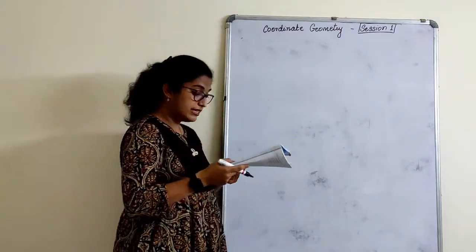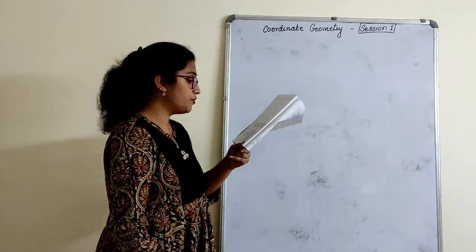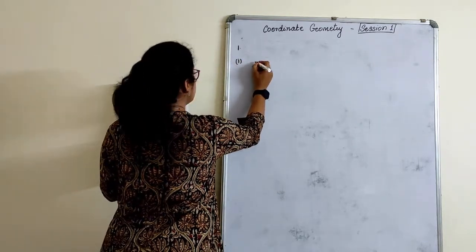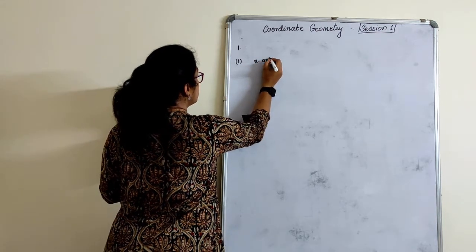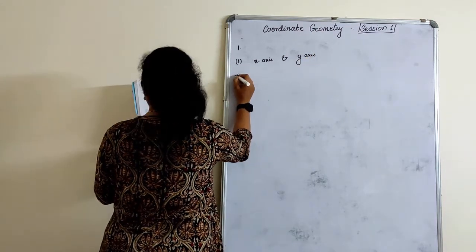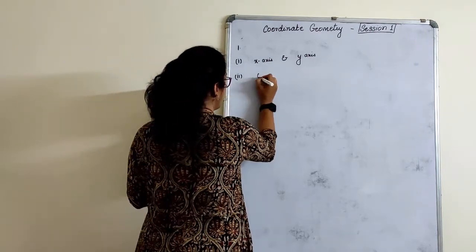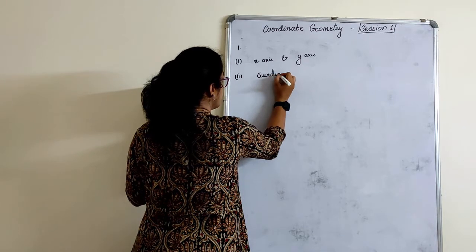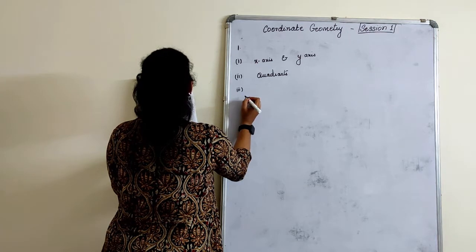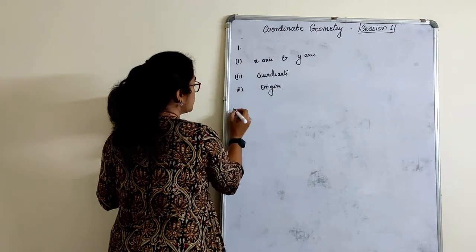Okay. Write the name of the horizontal and vertical lines drawn to determine the position of any point in the Cartesian plane. So, what is it? Horizontal and vertical line. So, it is x-axis and y-axis. Second one, what is the name of each part of the plane formed by these two lines? Quadrants. Third one, write the name of the point where these two lines intersect. Origin. So first one is over.